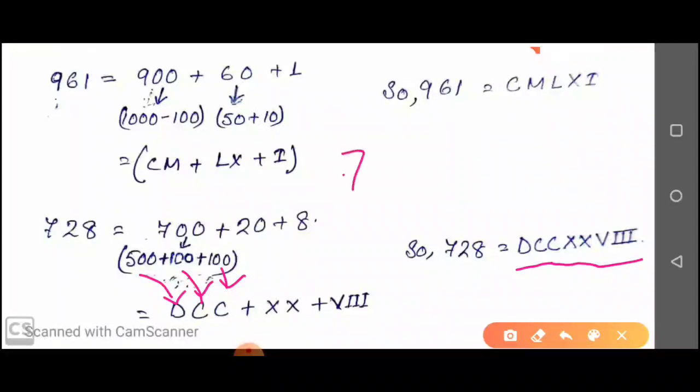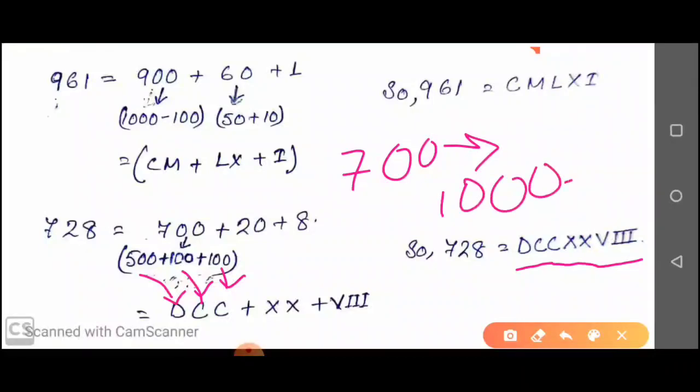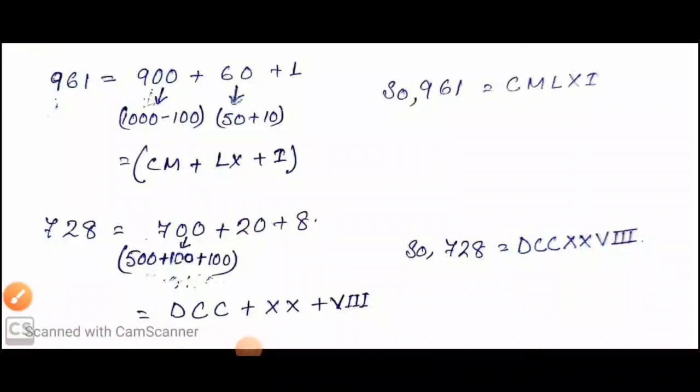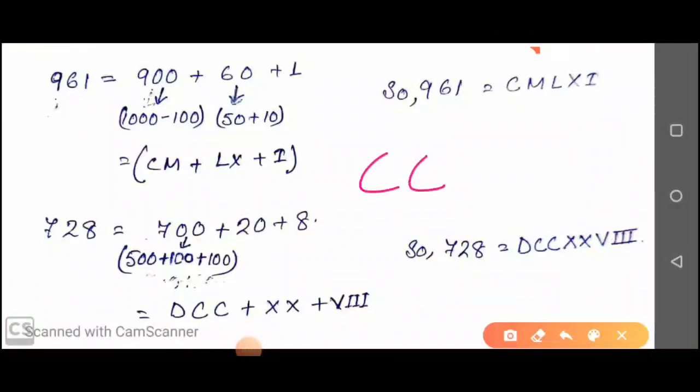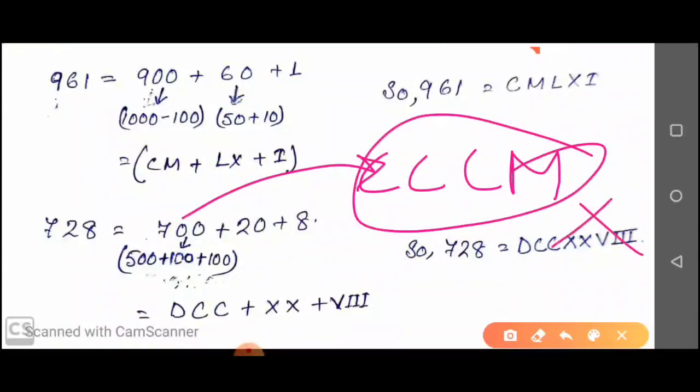We cannot write 700 as 1000 minus 300. We cannot subtract a value 3 times. Here we cannot write CCCM for this 700. So this is wrong. We have to write 700 as 500 plus 100 plus 100.